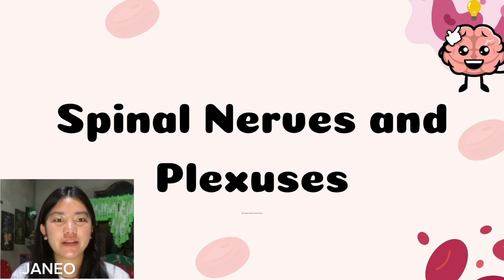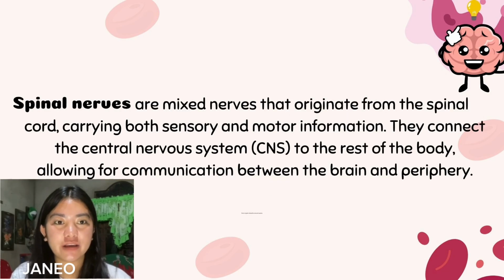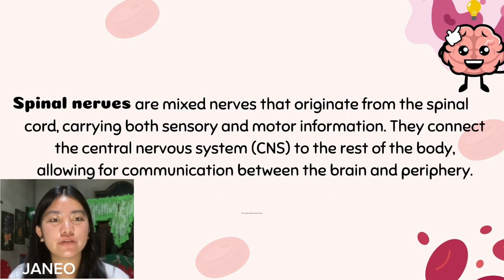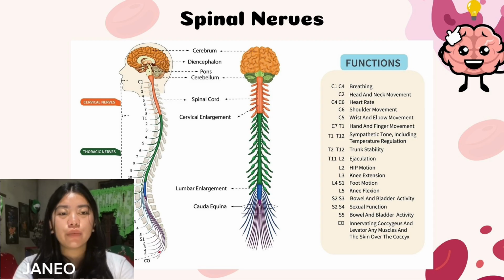And then we have spinal nerves. Spinal nerves are cables that connect your spinal cord to the rest of your body, allowing for communication between your brain and periphery. So there are 31 pairs of spinal nerves, named according to the vertebral region they emerge from: cervical, thoracic, lumbar, sacral, and coccygeal. Each nerve is a mixed nerve, carrying both sensory and motor axons.